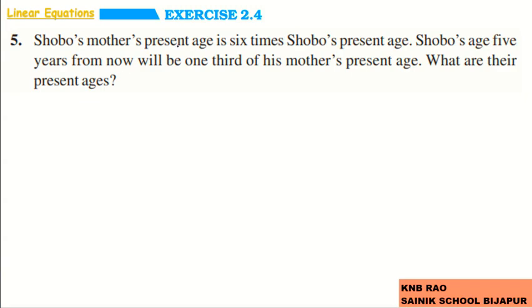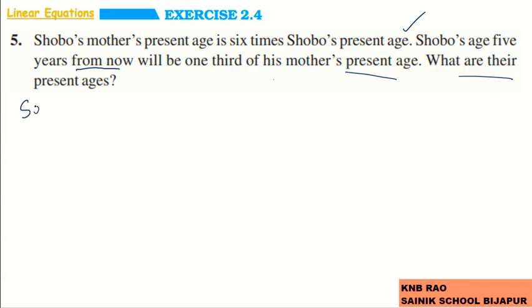Shobo's mother, her present age is 6 times Shobo's present age. Shobo's age 5 years from now, from now means after 5 years, will be 1/3 of his mother's present age. What are their present ages?